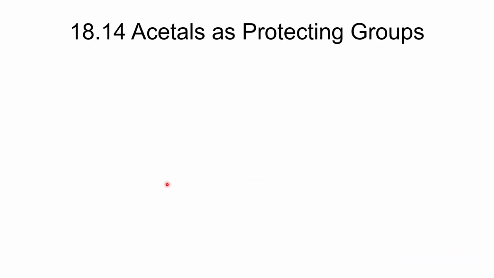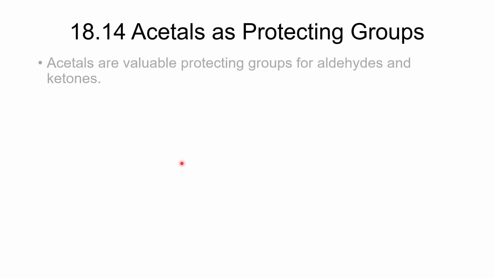Now let's talk about acetals as protecting groups. How do we use acetals as protecting groups? We talked about protecting groups back in the last chapter. We took alcohols and we used silyl ethers, in particular tert-butyl dimethyl silyl ether, TBDMS. So we use the silyl ethers to protect alcohols. However, sometimes we may want to protect aldehydes and ketones.